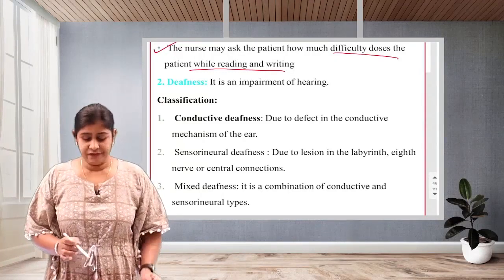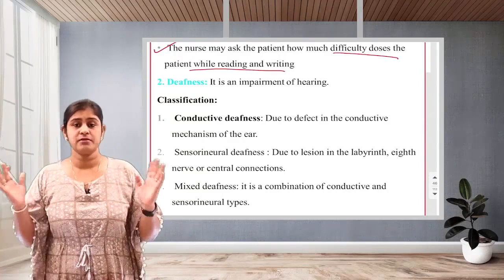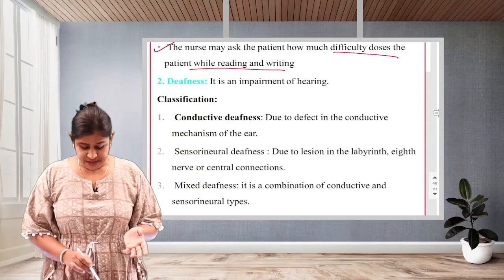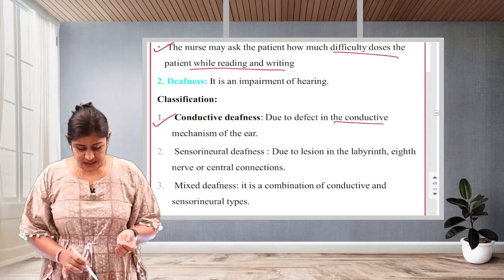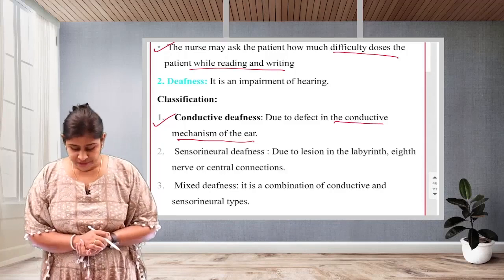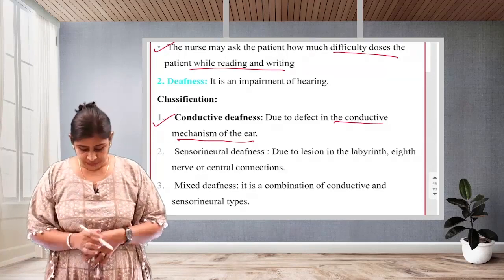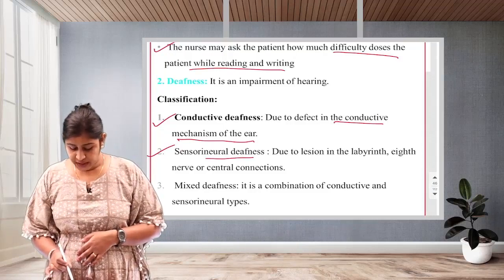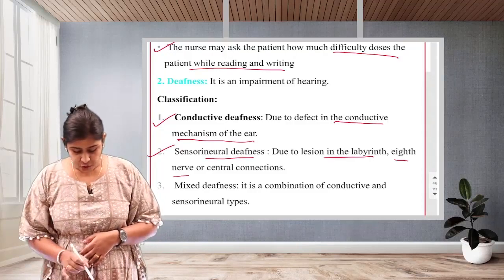Second is deafness. Deafness is the impairment of hearing, when the person is not able to hear. Classifications: conductive deafness is due to a defect in the conductive mechanism of the ear. Second is sensorineural deafness, due to a lesion in the labyrinth, the auditory nerve or the central connections.